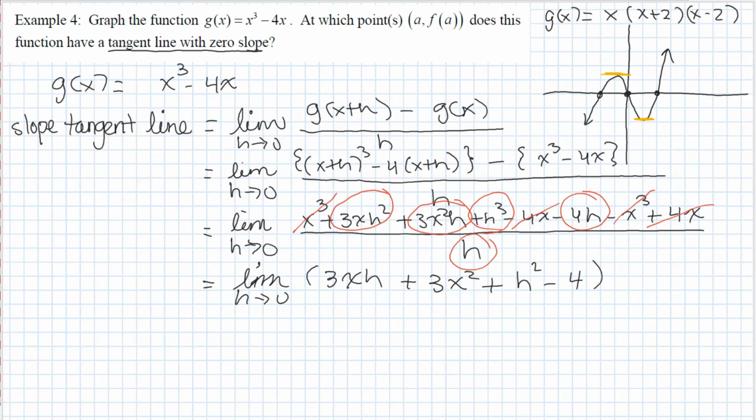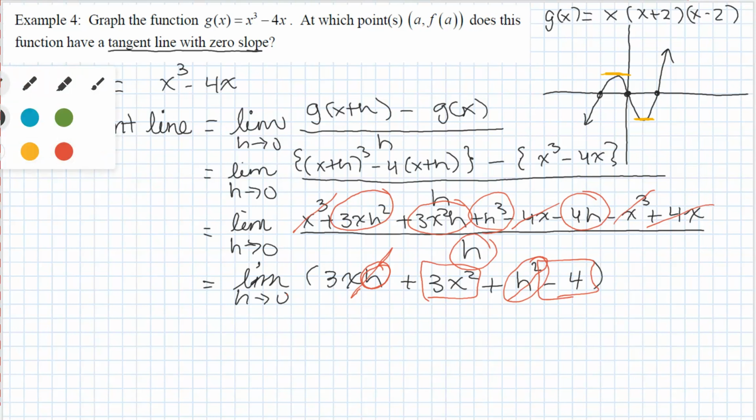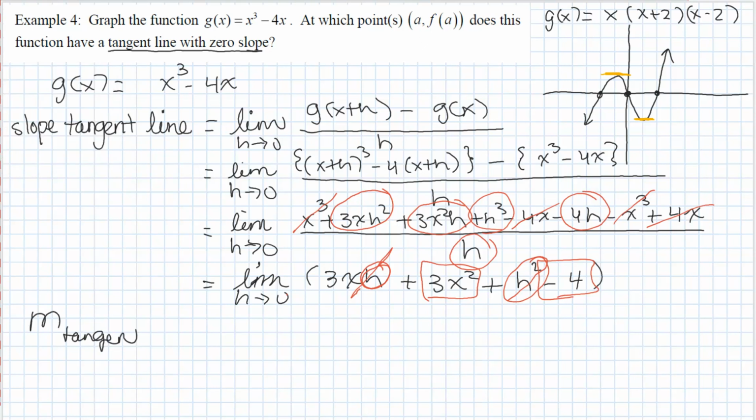Okay? Now what happens when h goes to 0? When h goes to 0, this is very close to 0, so that whole thing is 0. This whole thing is 0. So what's left? 3x squared minus 4. Okay, so we are saying the slope of the tangent line, at any given point x, is 3x squared minus 4.